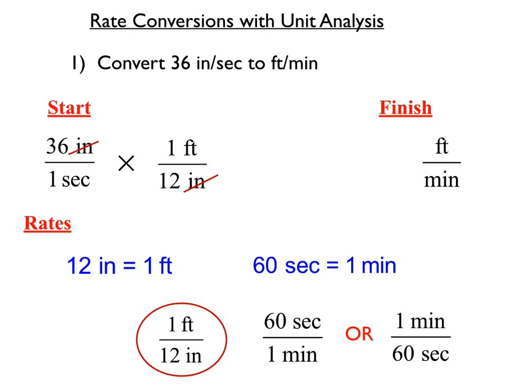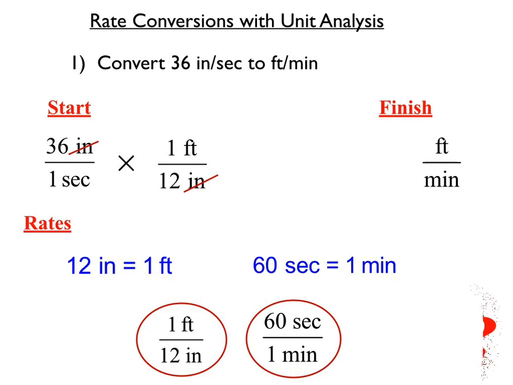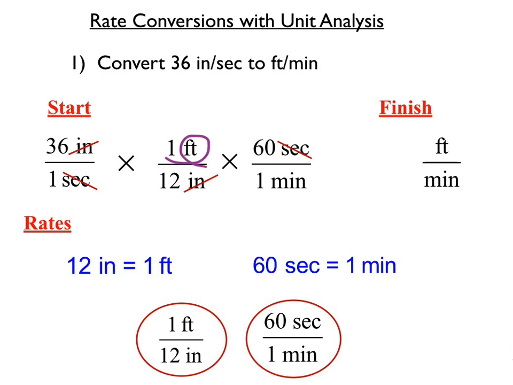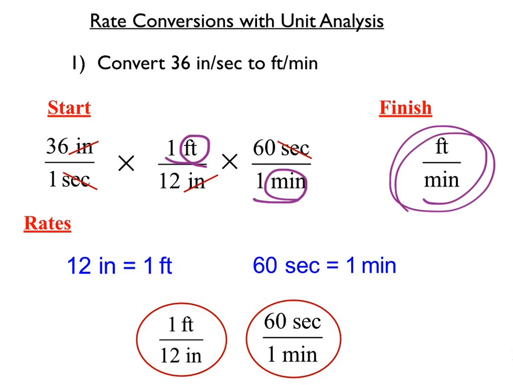Anybody have any idea which one it would be? 60 seconds over 1 minute. And that's the one it would be, because that way, diagonally, the seconds will cancel out. As I'm trying to get caught up here, you can see right here that the seconds will cancel out, and you're left with feet on top and minutes on the bottom. Feet on top and minutes on the bottom, which is what we wanted right there.